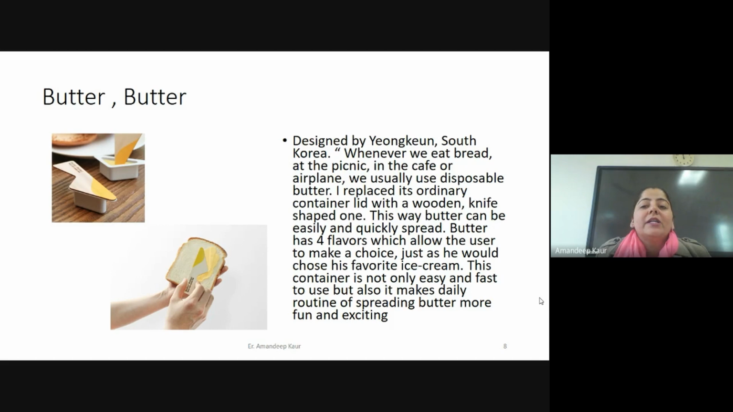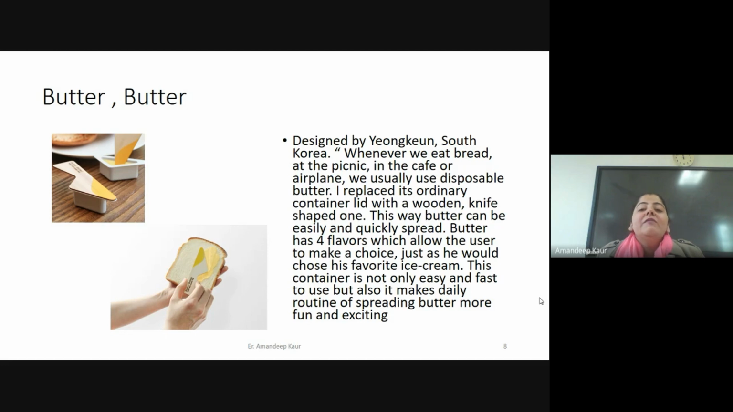butter. This particular product was designed at Yonsei University, South Korea, by a first year biotech student. He said, whenever we eat bread at a picnic, in a cafe, or on an airplane, we usually use disposable butter. I replaced its ordinary container lid with a wooden knife shaped one. This way, the butter can easily and quickly spread. Butter has four flavors which allow the user to make a choice, just as he would choose his favorite ice cream. This container is not only easy and fast to use, but also makes the daily routine of spreading butter more fun and more exciting.